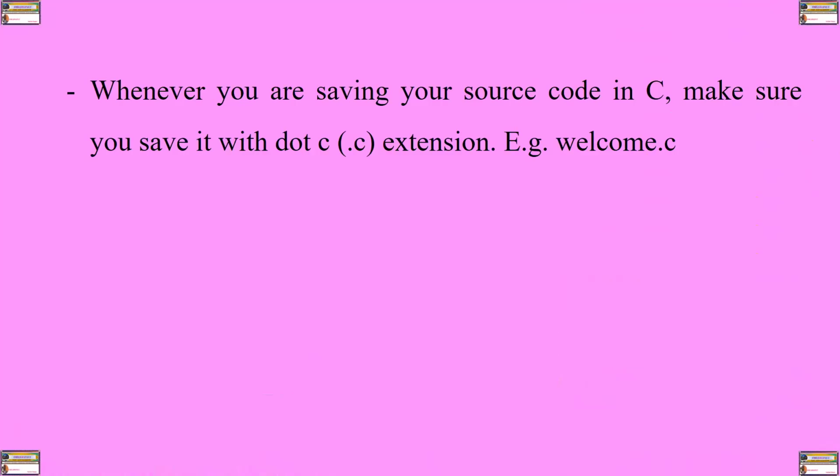Whenever you are saving your source code in C, make sure you save it with a .c extension, for example, welcome.c. However, as I said in part 1 of this series, once you give your file a name and you have chosen the C compiler, the name of your file will automatically be given the .c extension. Therefore, you don't need to type the .c extension as long as you have used your Falcon C++ well, and during the time of creating your file, you chose the compiler as C, because the name will be added the .c extension automatically.